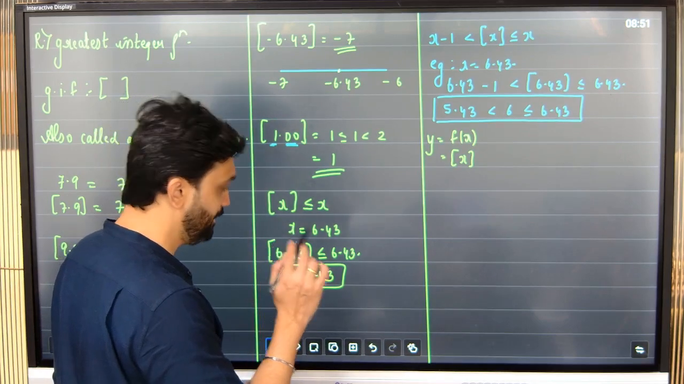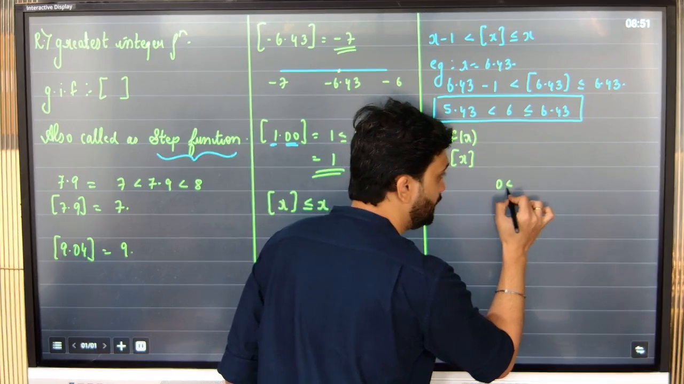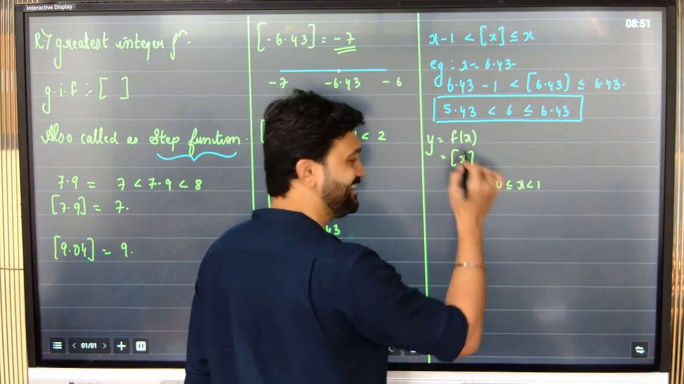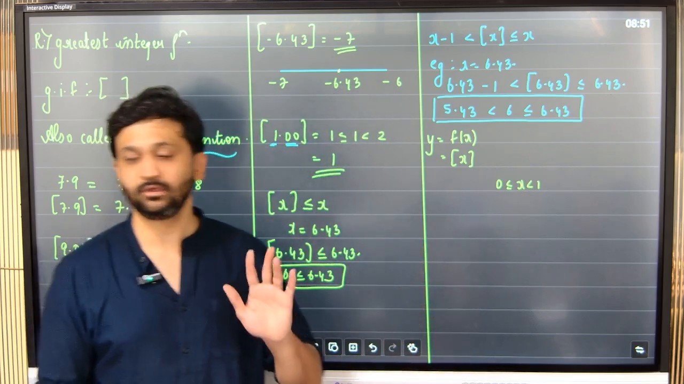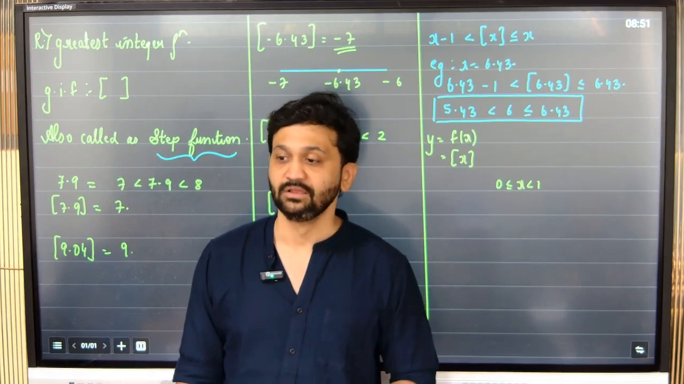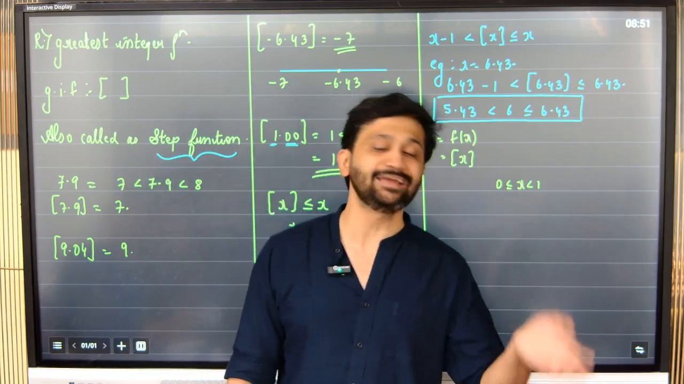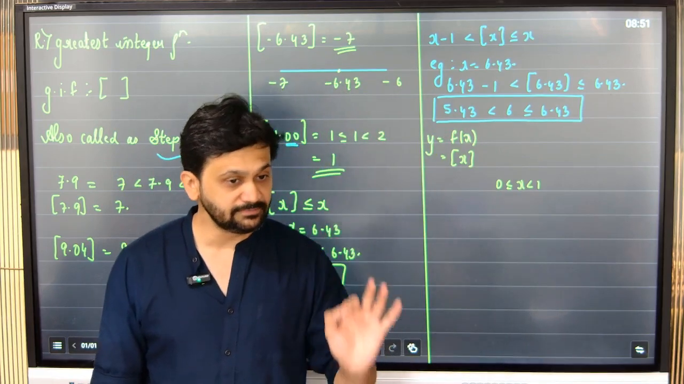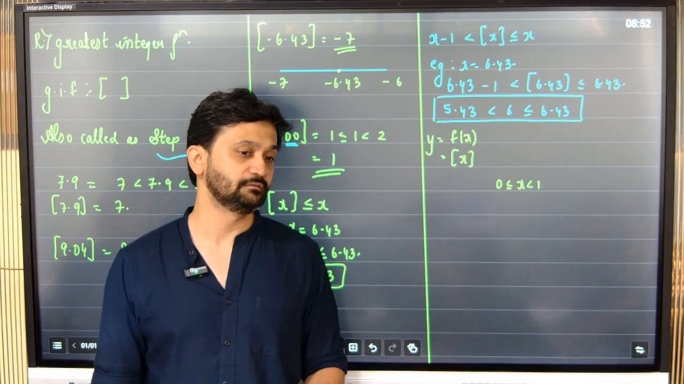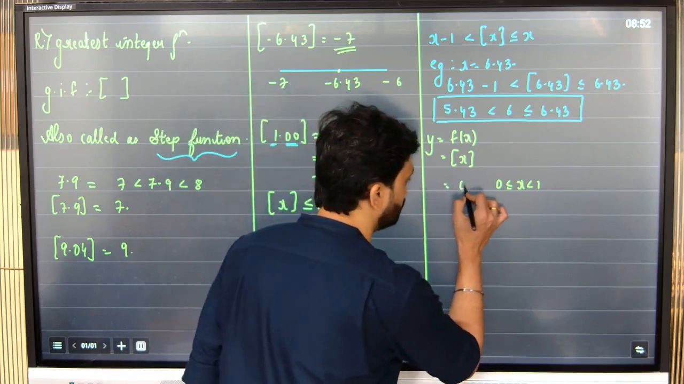Now, if I take any value, first, if 0 is less than or equal to x less than 1, what does that mean? Let me explain this to you. Take any value between 0 and 1. The answer will always be 0. Example, 0.1, greatest integer is 0; 0.2, 0; 0.3, 0; 0.99, 0; 0.56, 0. Greatest integer is 0 because for all the numbers that you take between 0 and 1, the lowest integer is always going to be 0. So I got the answer as 0.